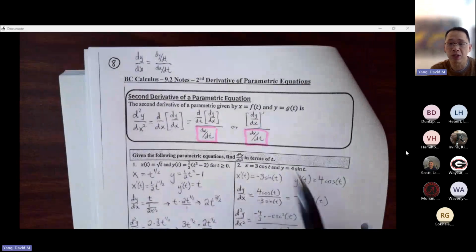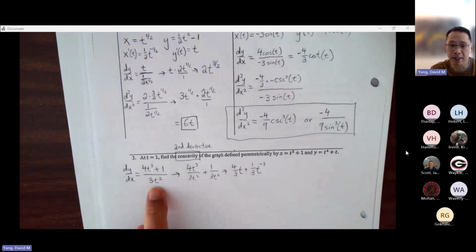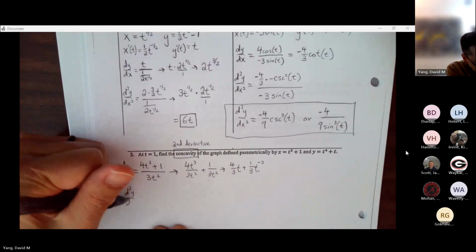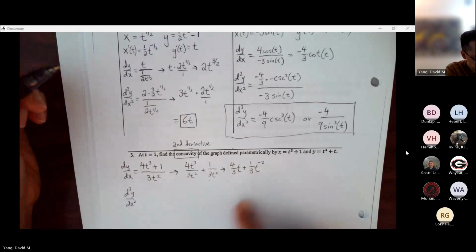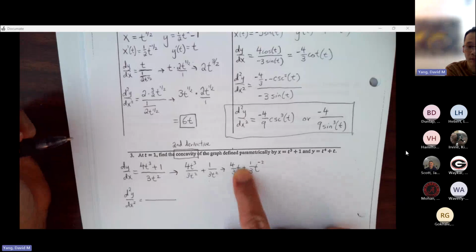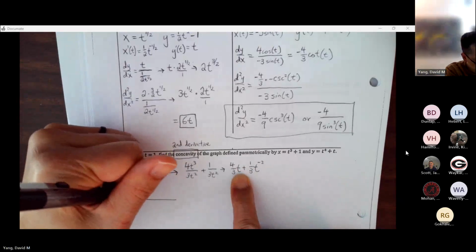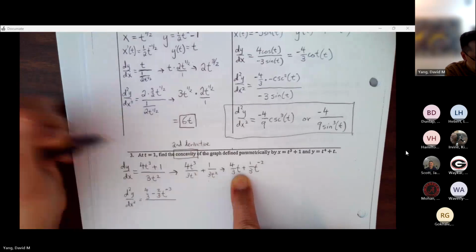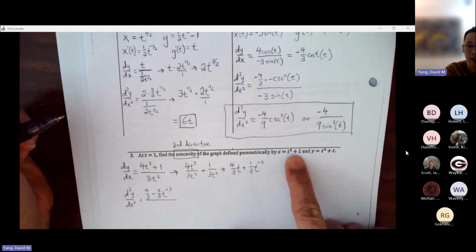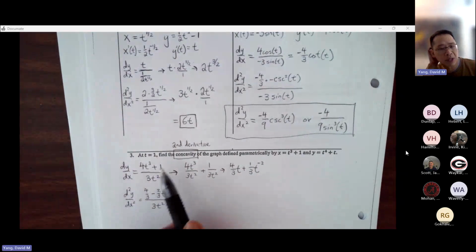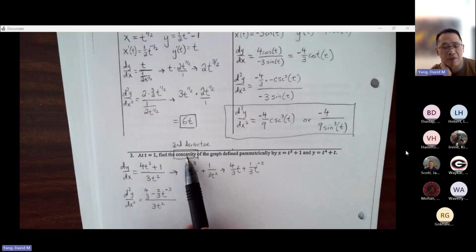My second derivative, I'm just going to find the derivative of that dy dx, and then make sure to divide by my dx dt. So derivative of this, power rule, divided by dx dt, 3t squared. Now, we really don't have to clean this up because we only care about the value here.